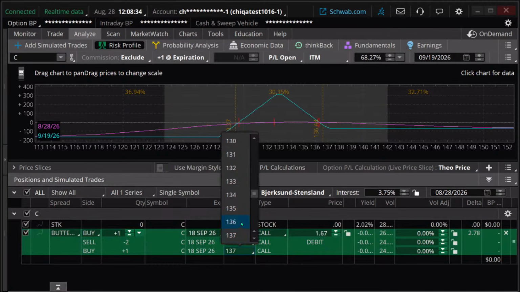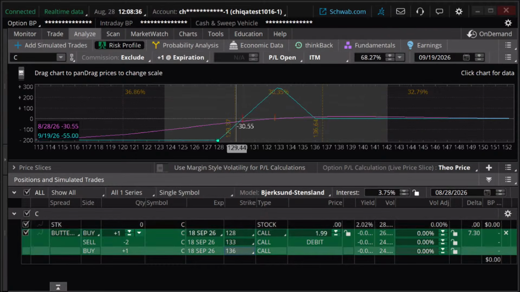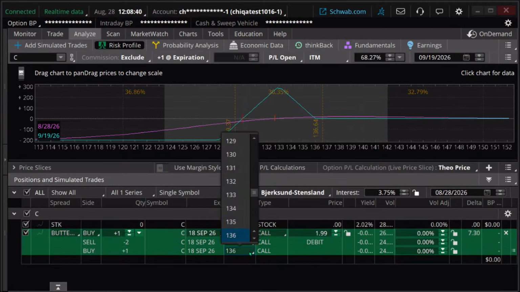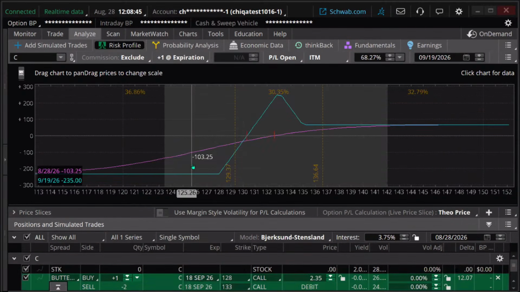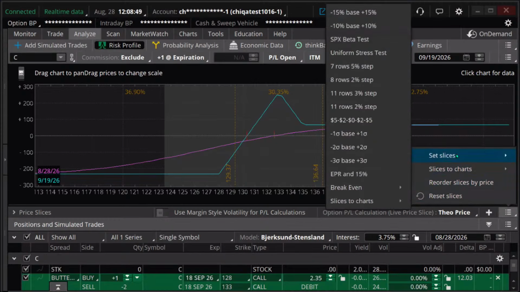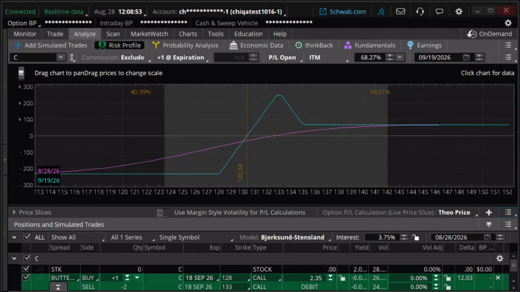I'm going to change it a little more. Oh, look at that, it changed more. You see how it's skewing? Let me do one more. Okay. Now, if I'm looking at that probability, slices, break even, expiration, the probability of break even or better is 59%. That sounds a lot better than the 30% we were talking about before.